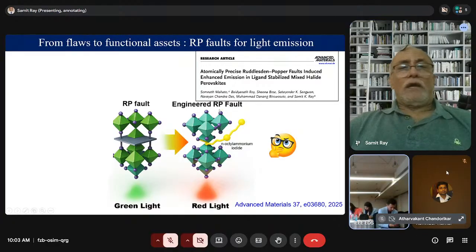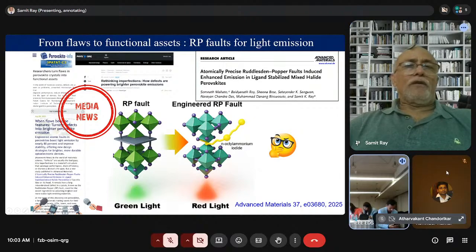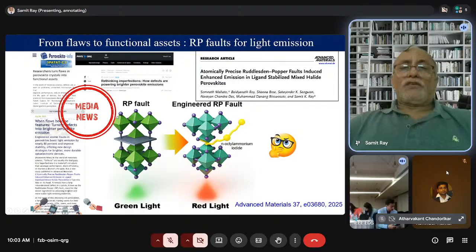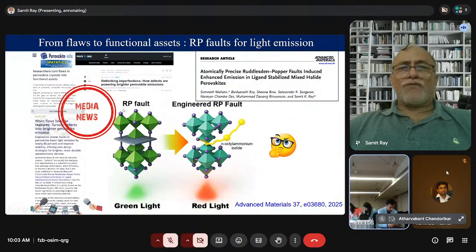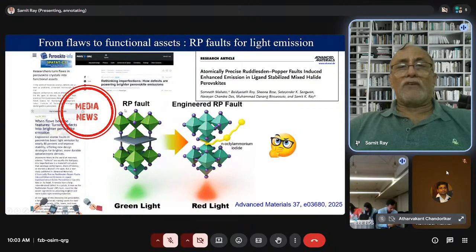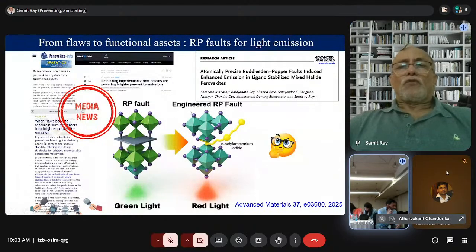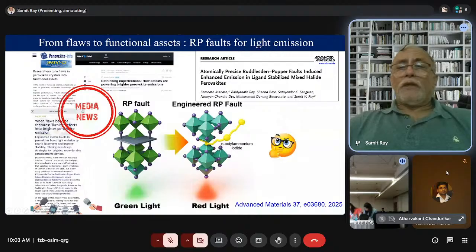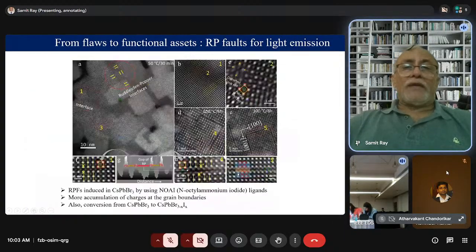And actually, we have lots of news on our new material. This is a particular fault. This is called planar defects, or Ruddlesden-Popper faults. So we engineered these RP faults by using some ligand. I am not going into the details.